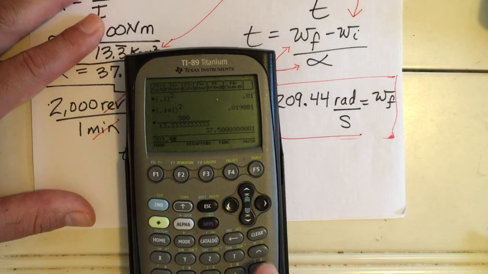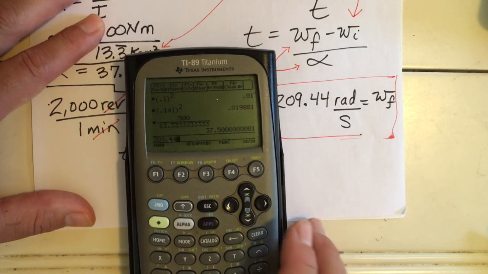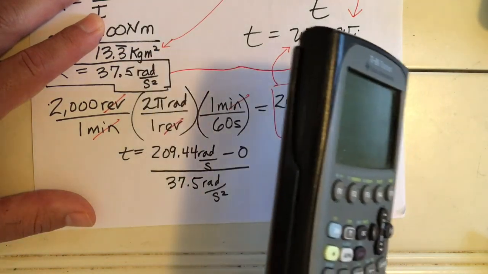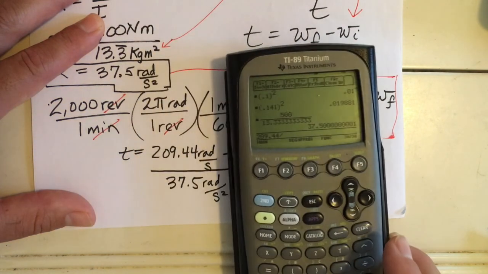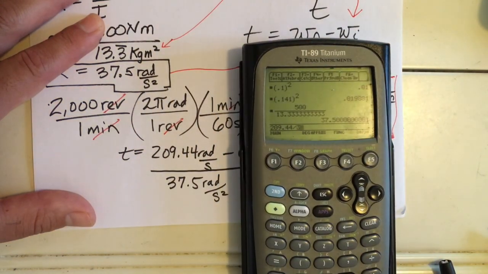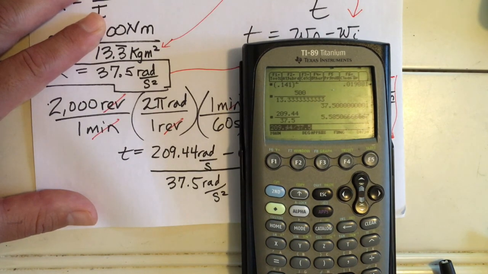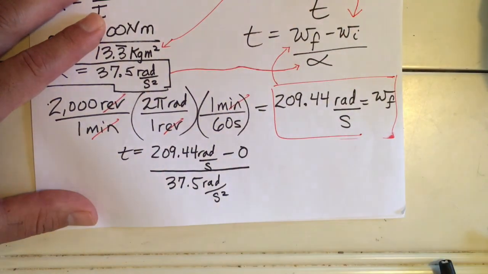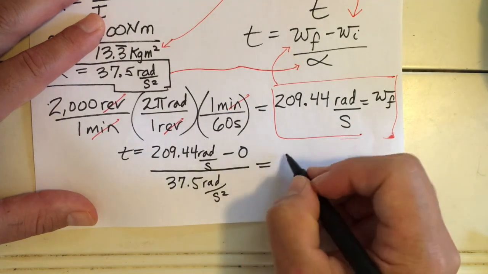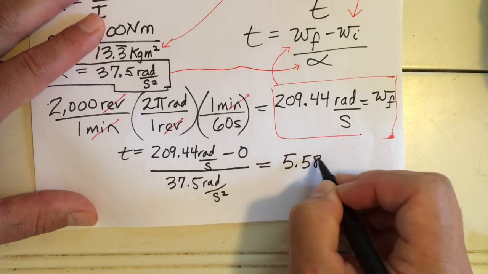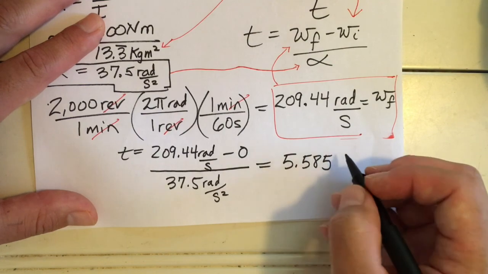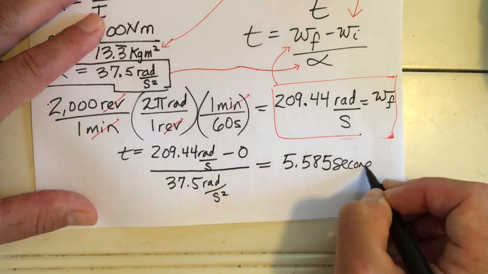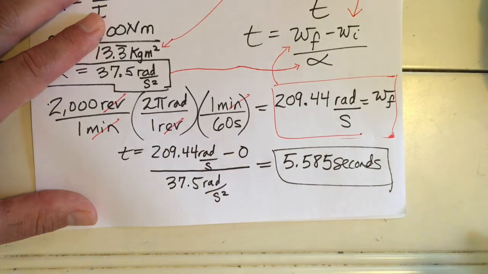209 divided by 37.5. Oh, that's going to be a nice number. All right, 20. And it should be, right? I mean, it's how many seconds does it take the propeller to get up to speed? All right, 209.44 divided by 37.5. 5.585. And units here should be seconds. All right, and that's it.